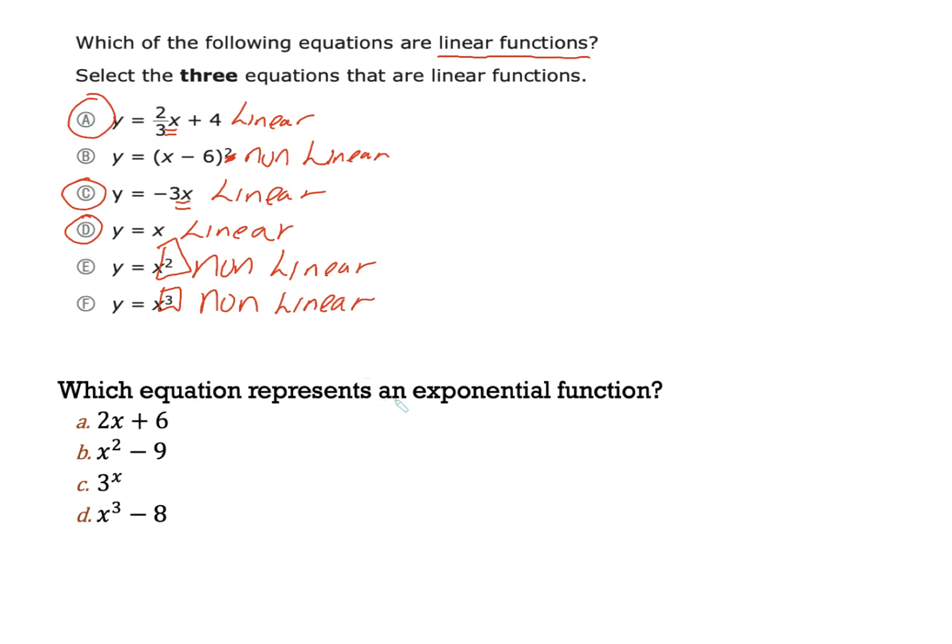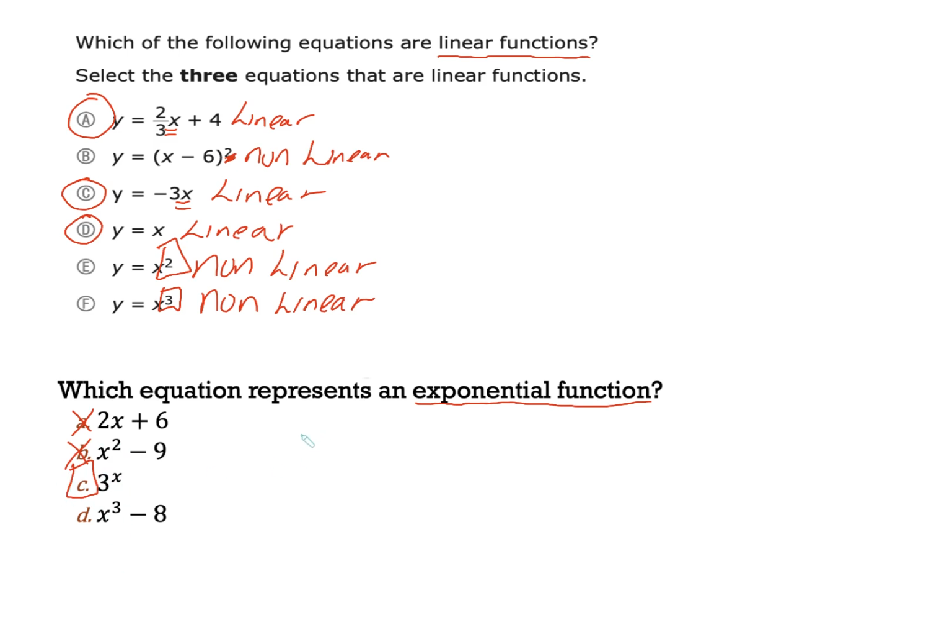Which equation represents an exponential function? Now remember, if it's an exponential function, you have an exponent, and the exponent is an x. So here, I don't see an exponent. We're going to eliminate A. We have an exponent here, but it's a 2. Our exponent needs to be a variable. C, I have an exponent here, and it's a variable, and it is x, so your answer is C.